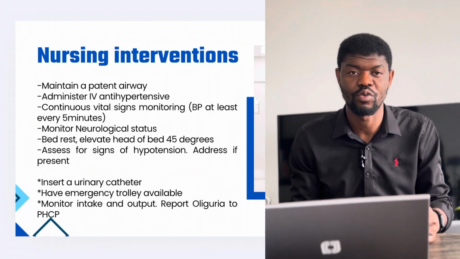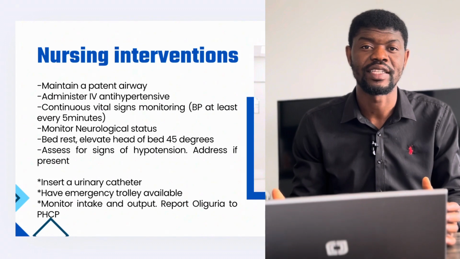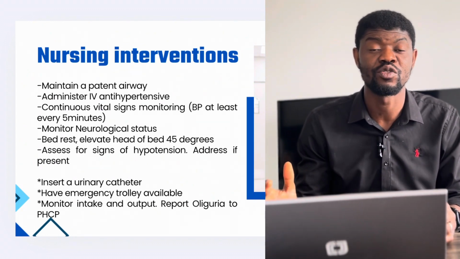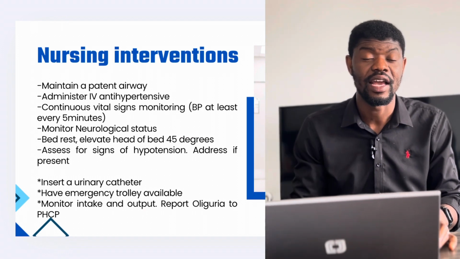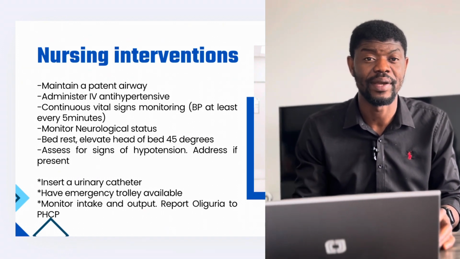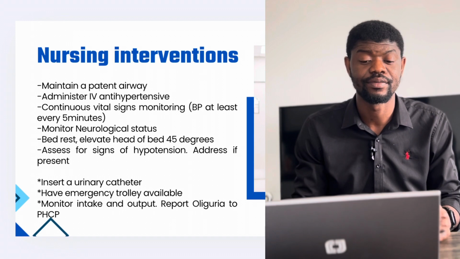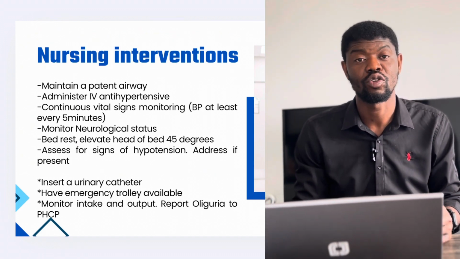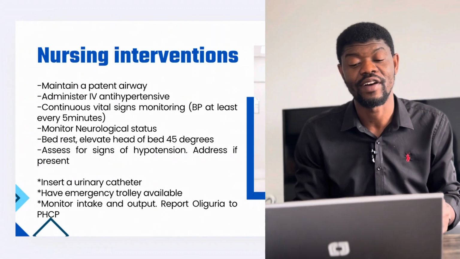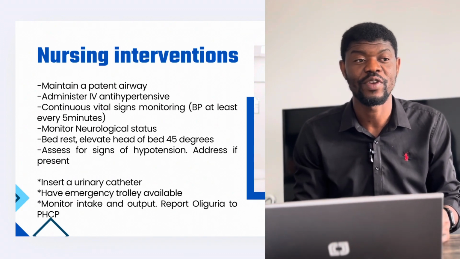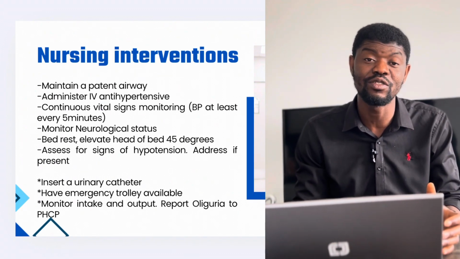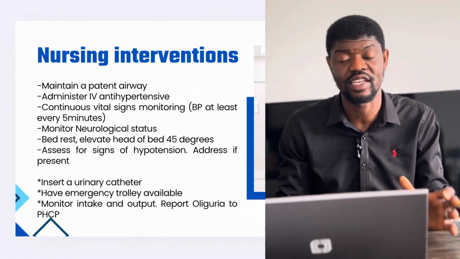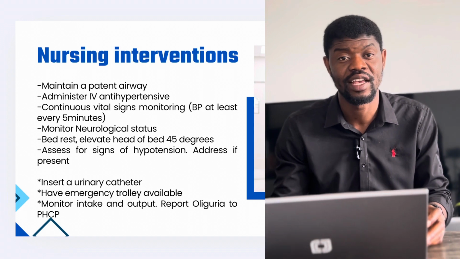Encourage bed rest. So with hypertension, we know that more activity means that your blood pressure increases. So you want to encourage bed rest, and if possible, elevate the head of the bed up to 45 degrees. Now, because we are aggressively treating hypertension in this stage, we want to also assess for signs of hypotension. Because we are aggressively addressing it, there's a likelihood that the blood pressure may drop even further than you want it to. So you want to assess for hypotension, and you want to report it when it's seen.